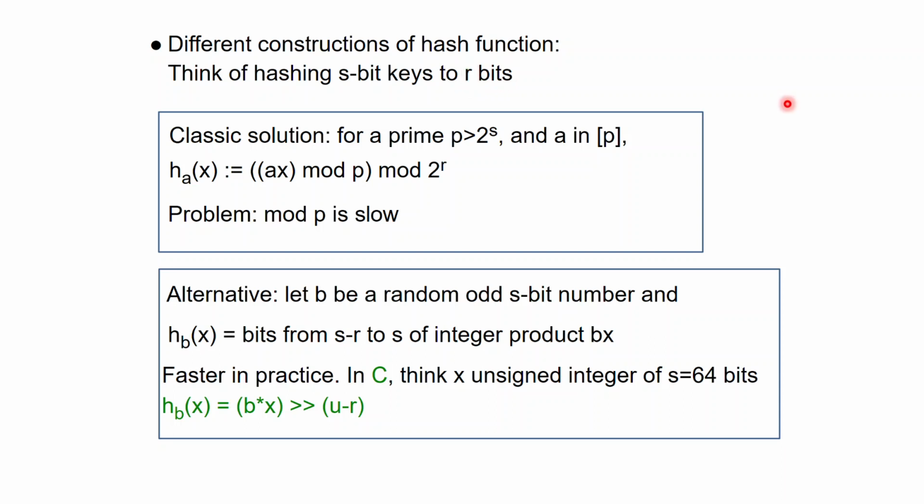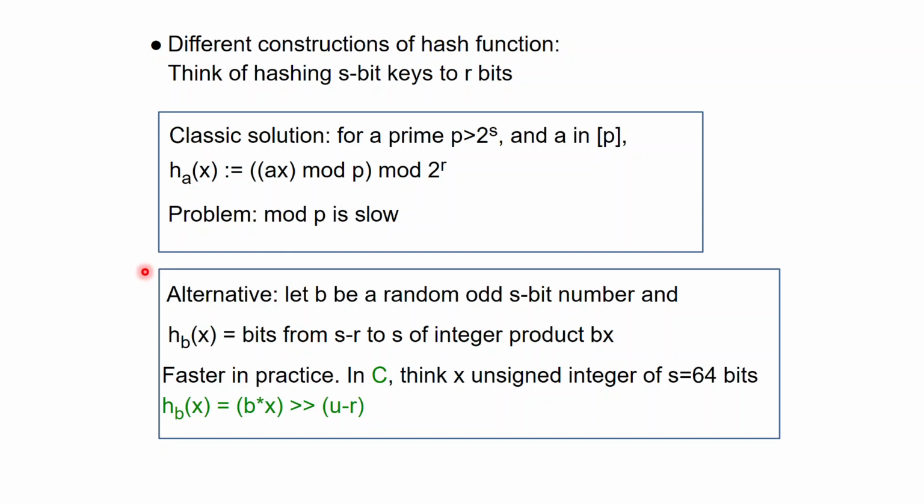So I want to mention a classic solution which you find in textbooks, in which the hash function on input x and seed a is going to first multiply a and x, take the product modulo p, and then take everything modulo 2 to the r. One problem with this is that this modular operation is somewhat slow, even if you pick some special prime numbers.